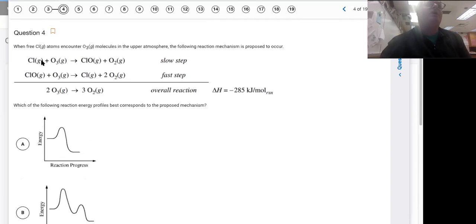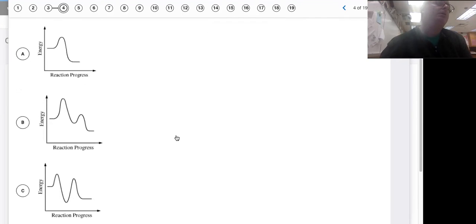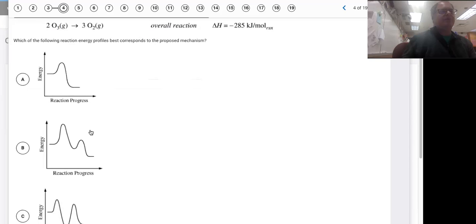We do have this mechanism that has 2 steps. So which of these energy profiles also would not be possible? A, because we don't have the 2 humps. Here we have our reactant, and here we have our intermediates, and here we have this being exothermic, as we said.